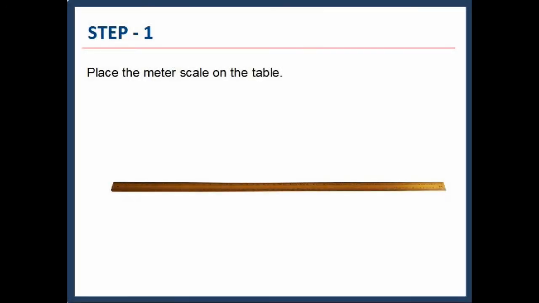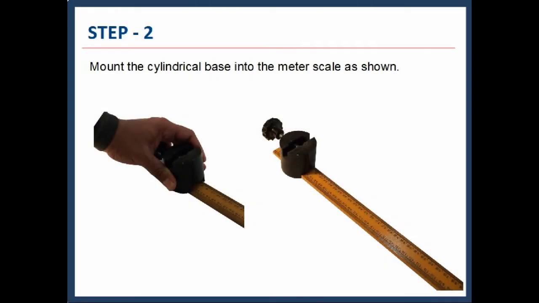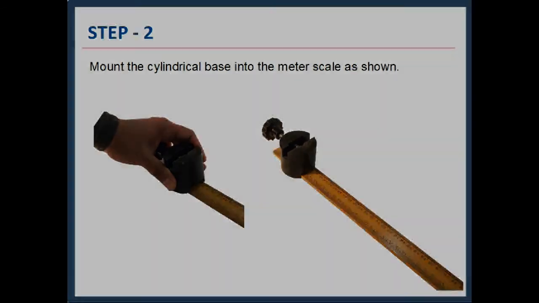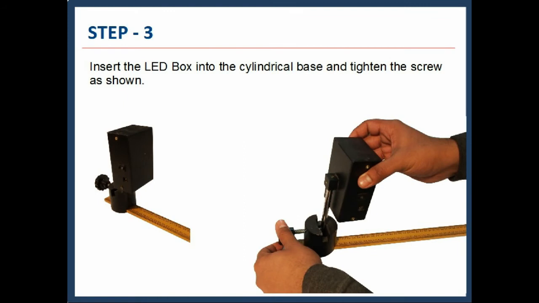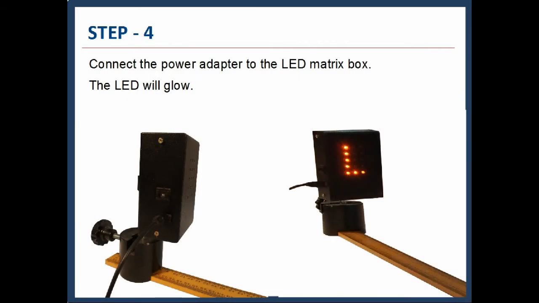Place the meter scale on the table. Mount the cylindrical base onto the meter scale, as shown. Insert the LED box into the cylindrical base and tighten the screw, as shown. Connect the power adapter to the LED matrix box.